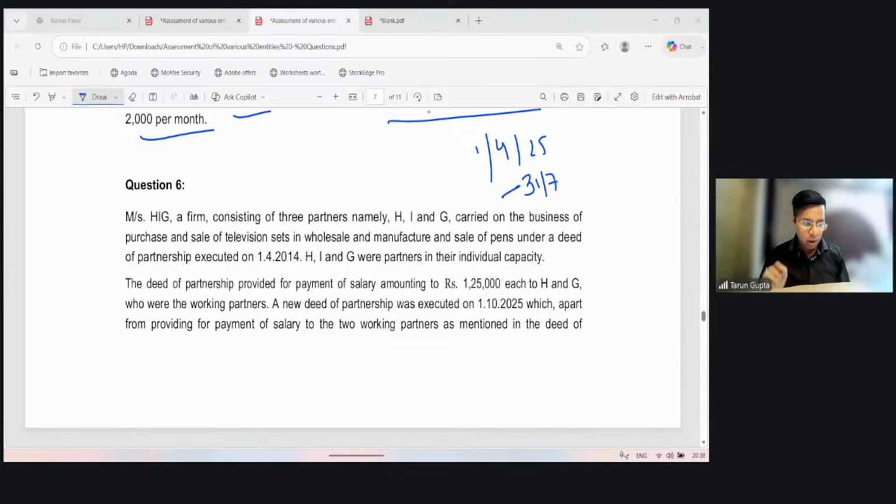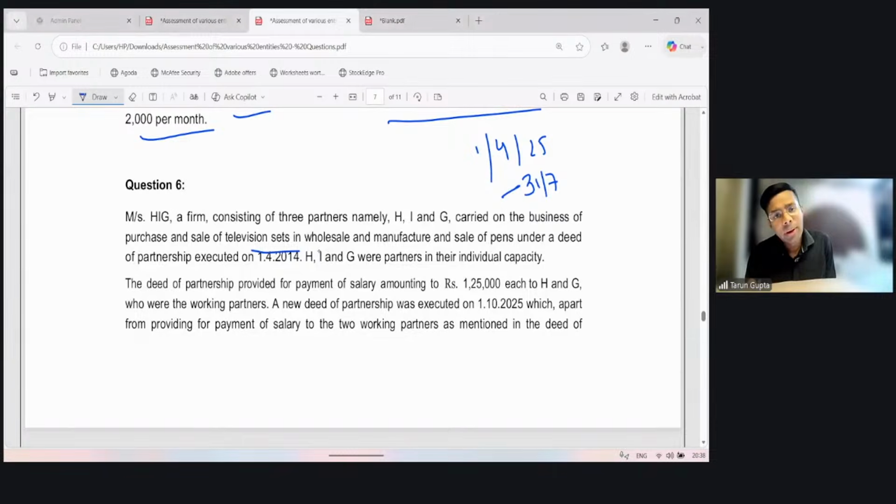Okay. So there's a firm HIG, which has three partners, H, I and G. They are carrying on the business of purchase and sale of television sets in wholesale and manufacture and sale of pens under a deed of partnership executed on 1st April 2014. HIG were partners in their individual capacity. Of course, if not written, I would have assumed they are partners in the individual capacity only, unless written otherwise. The deed of partnership provided for payment of salary amounting to 1,25,000 each to H and G, who were the working partners.